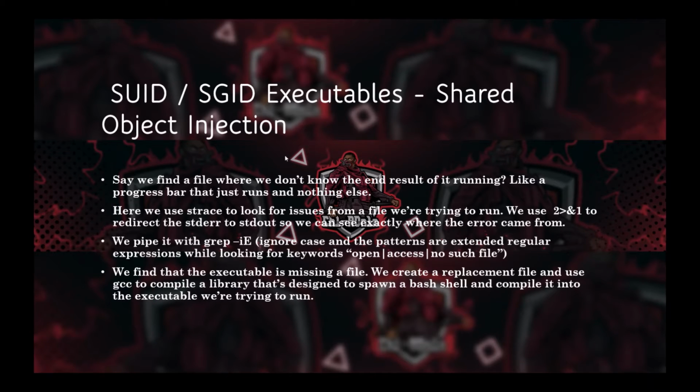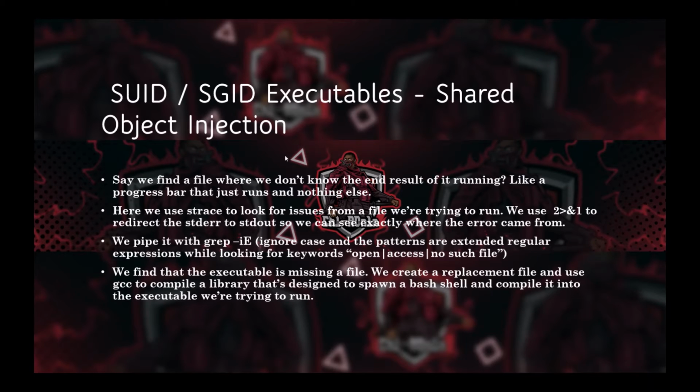Now, what about shared object injection? Say we find a file where we don't know the end result of what it's running, like a progress bar that just runs and that's it. We can use commands like strace to look for issues from the file that we're trying to run. Then we can use the command to redirect the standard error to standard out to see exactly where the error came from. So what that'll basically do is once the application runs, it'll show you every command that it ran and then where we would find the error.